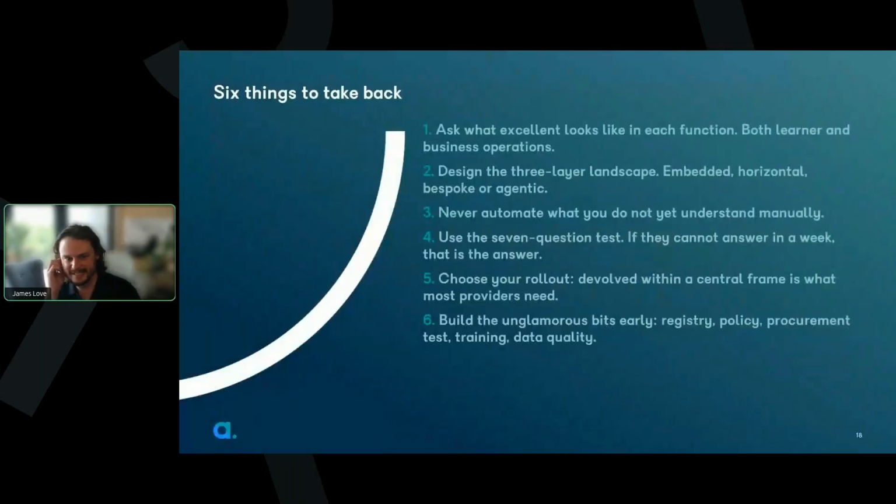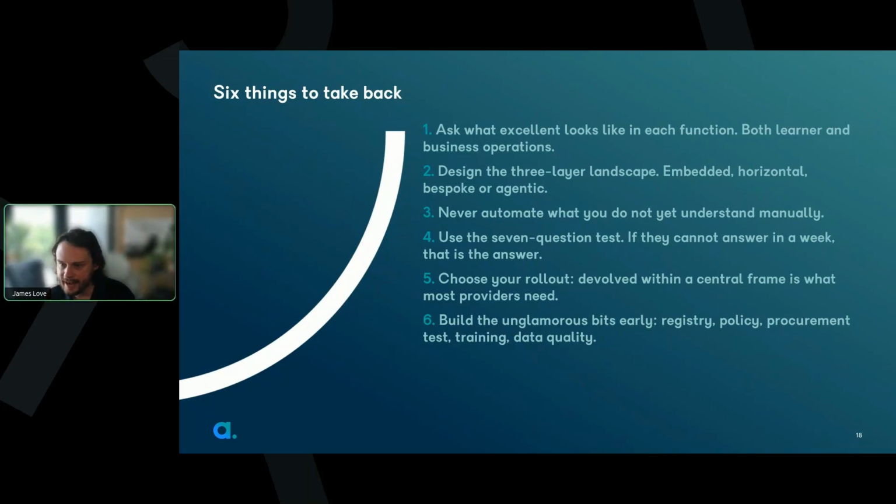So, 6 things to take away with you from this session. 1, stop asking where you can use AI. Start asking what excellent looks like in each function on both sides of your business. 2, think in 3 layers: embedded AI in products you already trust, horizontal tools with guardrails, and bespoke or in-platform builds. You decide what belongs where based on your maturity.